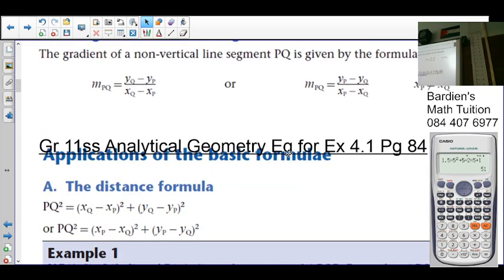The gradient of a straight line is y2 minus y1 over x2 minus x1, or y1 minus y2 over x1 minus x2. However, if you're putting the y coordinate of Q first, then the x coordinate of Q must be first. Can you see that? So it's going to be y2 minus y1 over x2 minus x1. Otherwise, if it's y1 minus y2, then it must be x1 minus x2. That's very important. And why do you think they're telling me that x1 can never be equal to x2? The denominator will then be equal to 0, and the sum will be undefined.